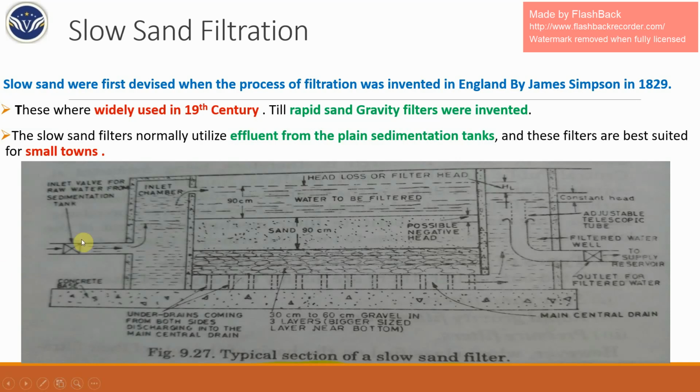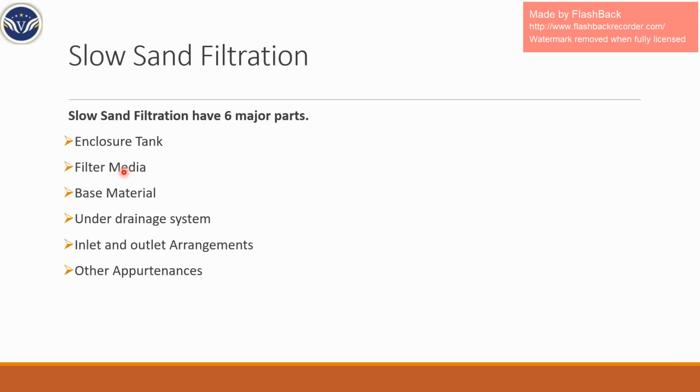So what we do, we draw the raw water directly from the plain sedimentation tank, okay, and we filter it. This is normally used in small towns and small villages, because it's a low cost treatment and it is also a very effective treatment. This is the reason why we use it in smaller towns.